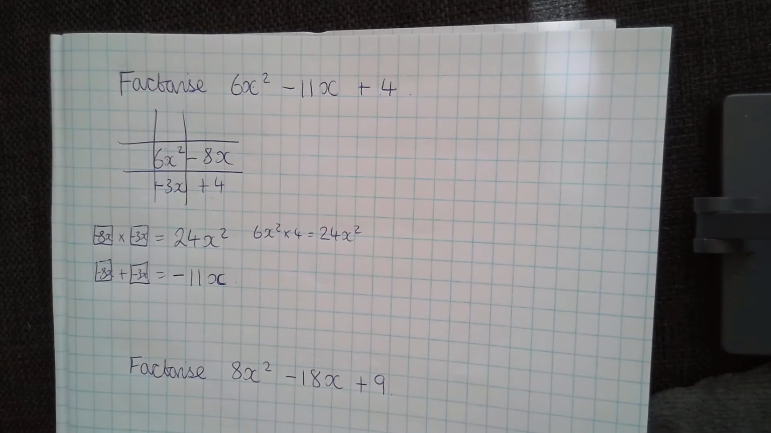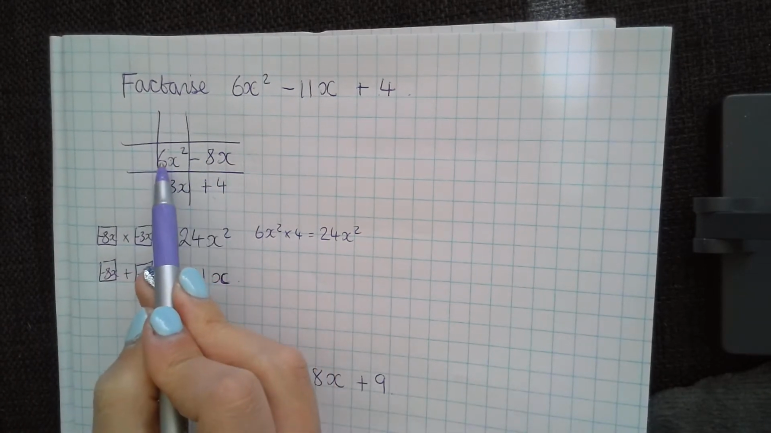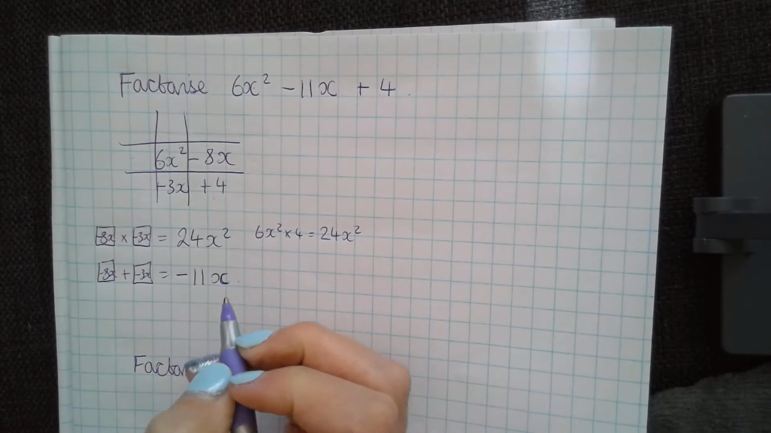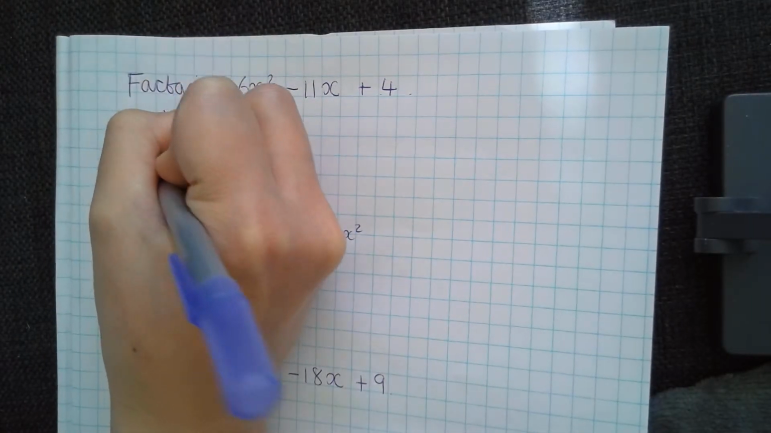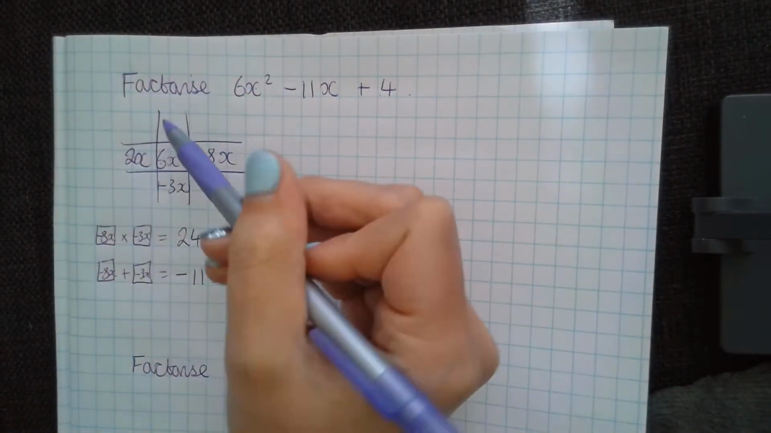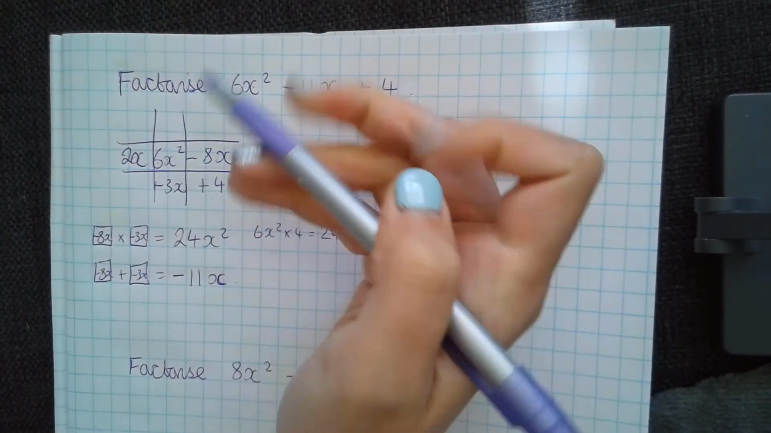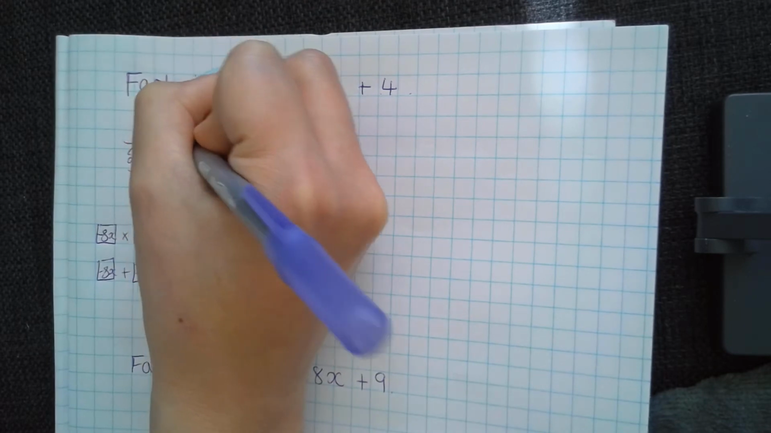And now I need to look at the highest common factor. So let's pick this row. What goes into 6x squared and negative 8x is 2x. And then I can do the highest common factor of this column. So 6x squared and negative 3x is 3x.